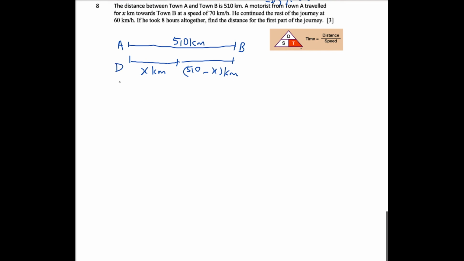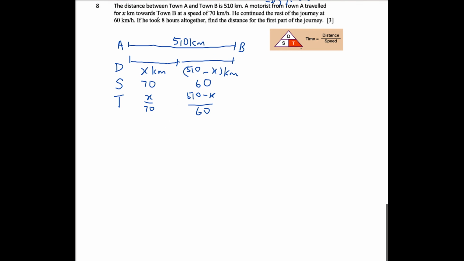This is the distance. We are given that the speed for the first part is 70 and the speed for the second part is 60. For the time, we make use of what is given to form the expression for time. And we need to use this diagram, which is time is distance over speed. So the time here is distance over speed. And the time here is distance over speed.